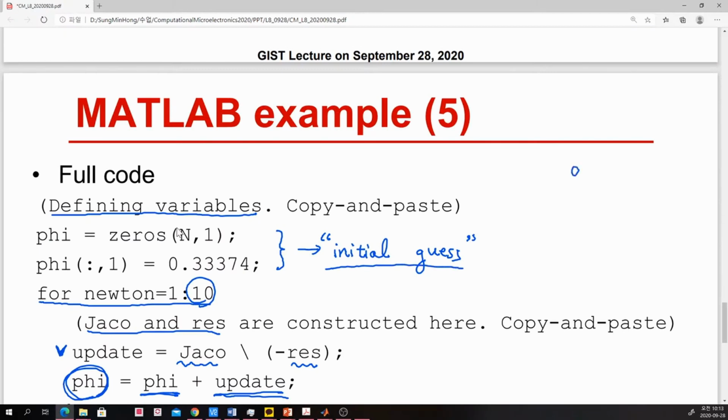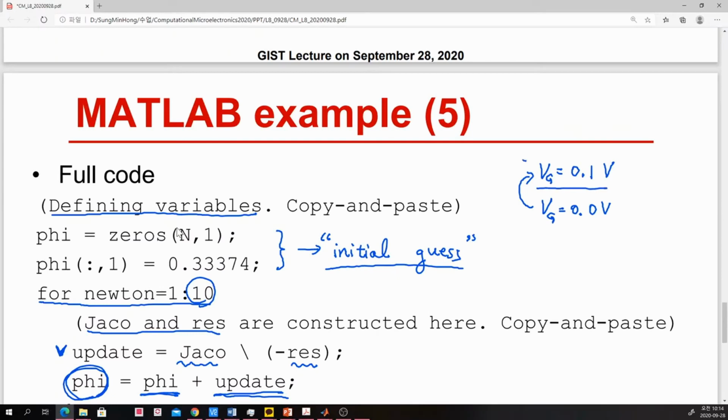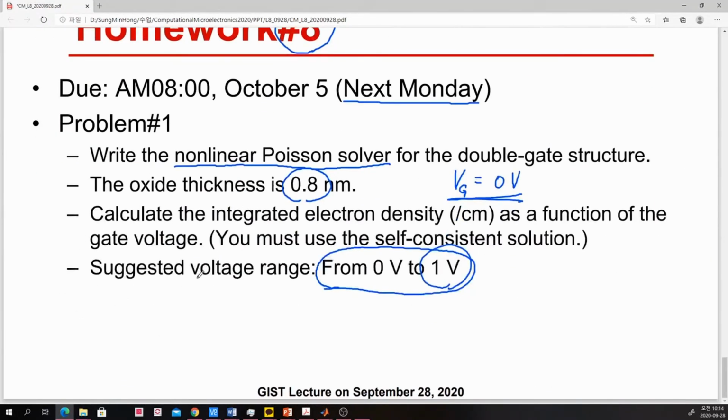Instead, if you want to solve for gate voltage equal to 0.1 volt, then please use the solution at 0.0 volt as an initial guess. Then you can solve it. After that, once you solve 0.1 volt, please use the converged solution for 0.1 volt as the initial guess for 0.2 volt. You can proceed step by step toward your final goal like 1 volt.